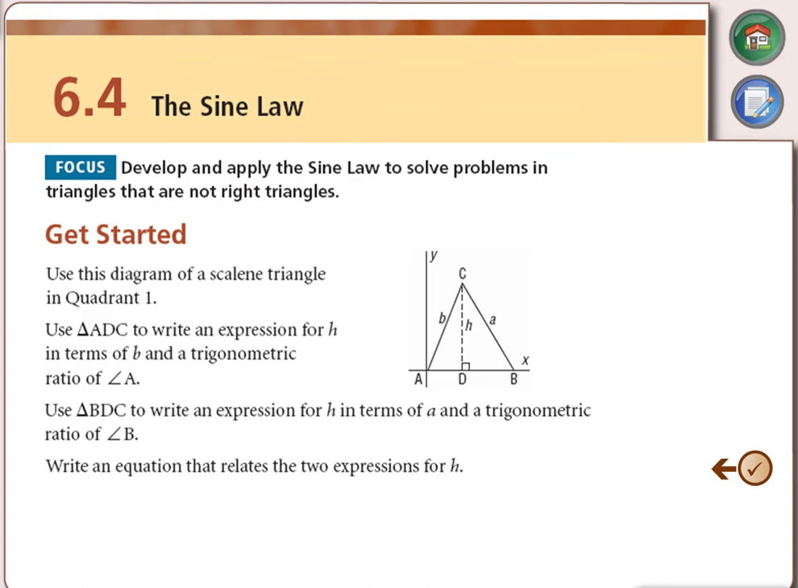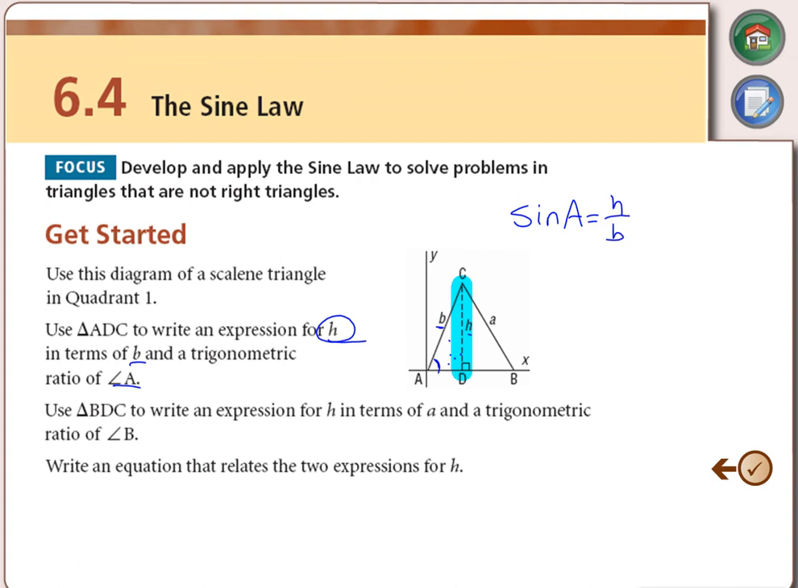Let's get started. Use this diagram here, and using triangle ADC, let's figure out what H is going to be. We're identifying this spot right there. I know they're giving me the B value, and we're talking in terms of A, so we need to figure out H. That's opposite over hypotenuse, so we're using sine. Sine of angle A is equal to the opposite, which is H, over the hypotenuse, which is B.